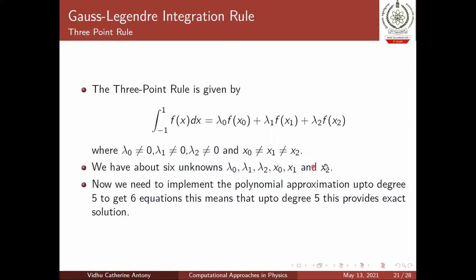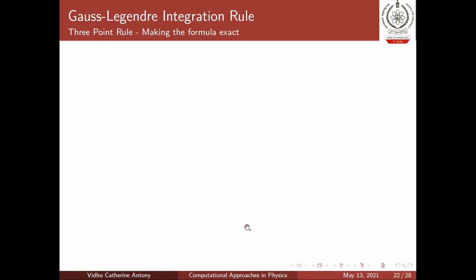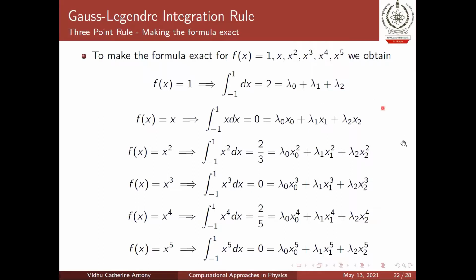Okay, so we have about 6 unknowns here. Now we need to implement the polynomial approximation up to a degree of 5 to get 6 equations. I have 6 unknowns, I need 6 equations, so I take the polynomial approximation up to degree 5. This means that up to degree 5 provides the exact solution. Beyond degree 5, I do not get the exact solution. Okay, so this is how your equations would look.